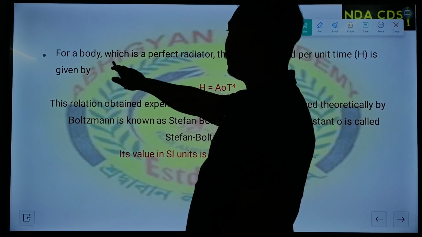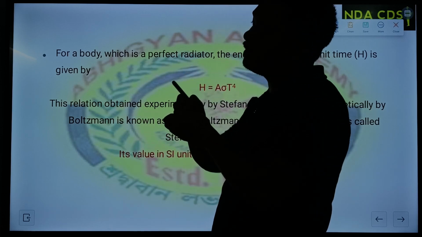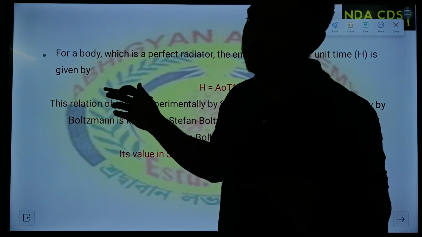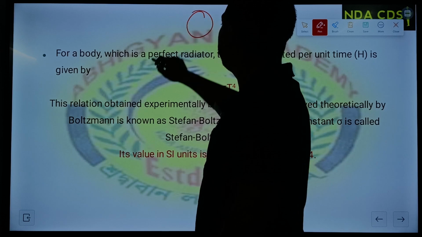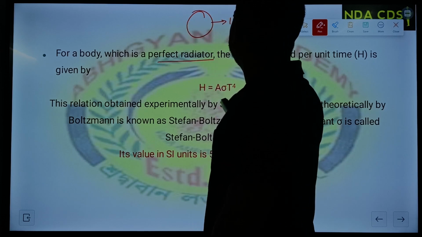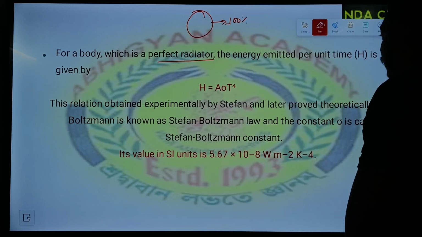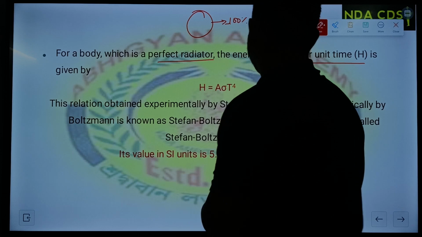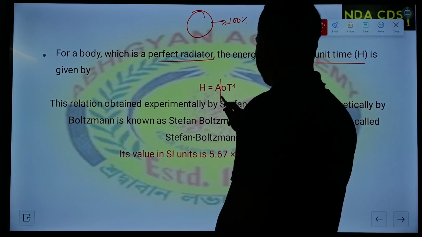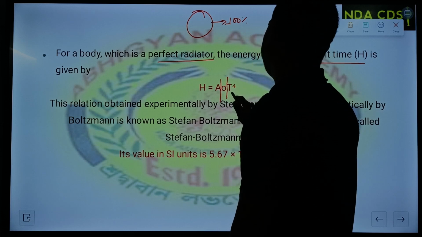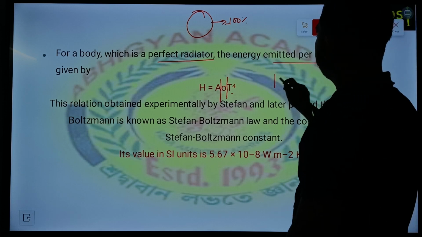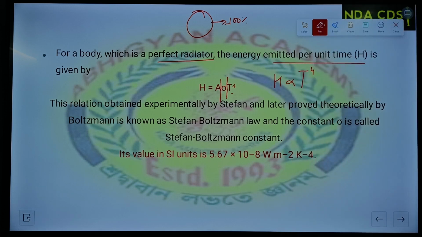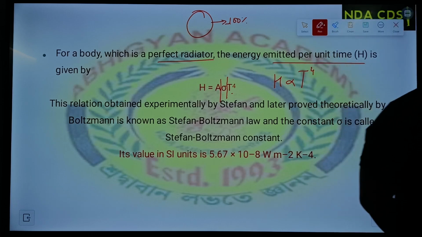And for a body which is a perfect radiator, matlab it radiates almost say 100%. You have a body and say the perfect radiator, matlab it is radiating almost 100% of electromagnetic radiation. For a perfect radiator, the energy emitted per unit time, which is denoted by H, is A sigma T to the fourth. A is the area, sigma is the Stefan-Boltzmann constant, and T is the temperature. That means H is proportional to the fourth power of temperature. Perfect radiator matlab it's radiating almost 100%. There is no wastage of radiation.